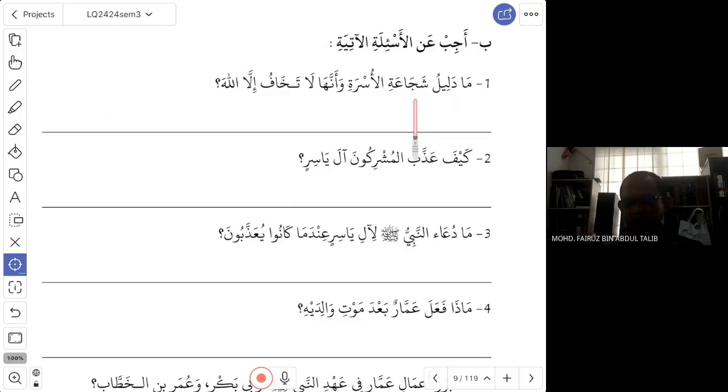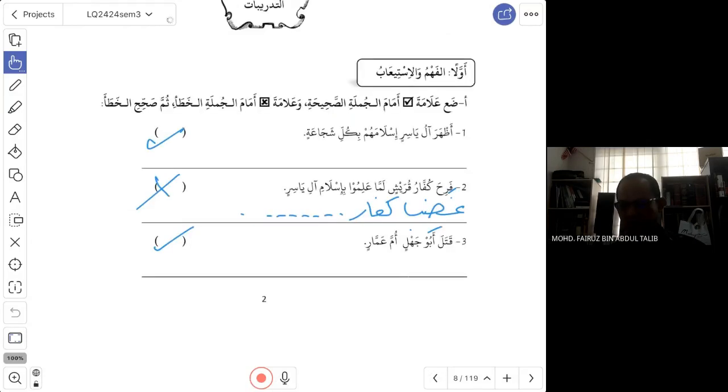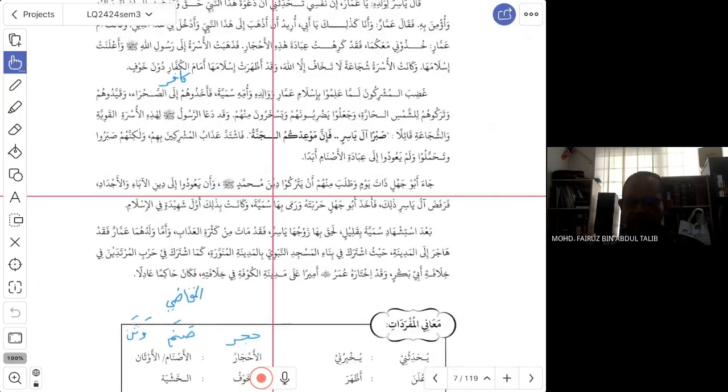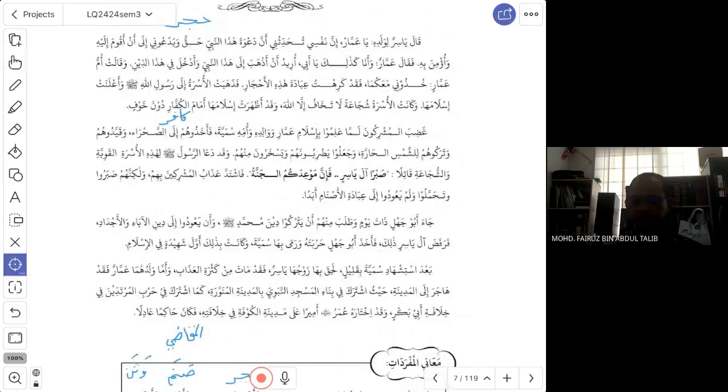Ma dalil syaja'atil usra? What is the evidence, the proof, that the usra is brave? Wa annaha la takhafu illallah, that they do not fear anyone except Allah. So there is one sentence in the text showing that the usra is brave. How do you know that? Find that one sentence saying that the family is brave and does not fear anyone but Allah. How do you know that? In the first paragraph, fil faqra al-ula.